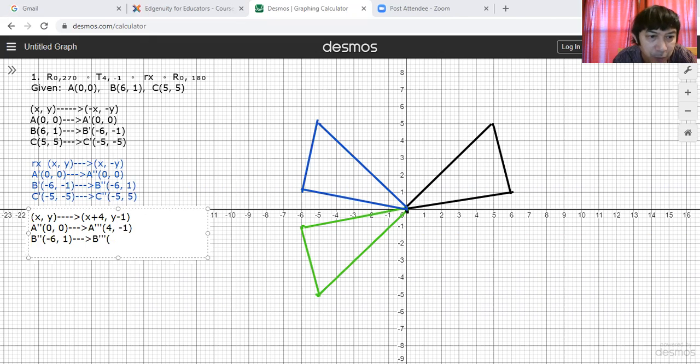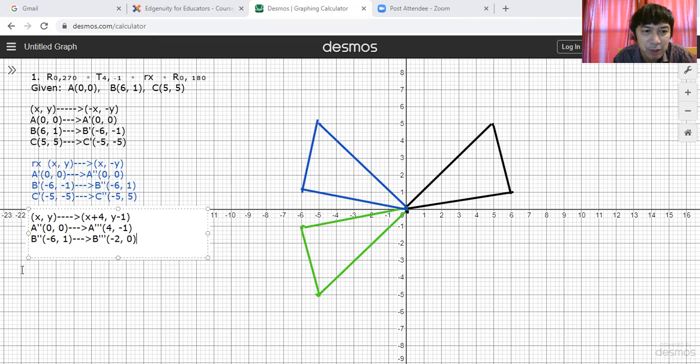Negative 6 plus 4. So just use your imagination or have a scratch paper. Negative 6 plus 4 is negative 2 there. And then we have 1. You can see the 1 here. 1 minus 1. That's a 0 there. I hope you were able to get that part.